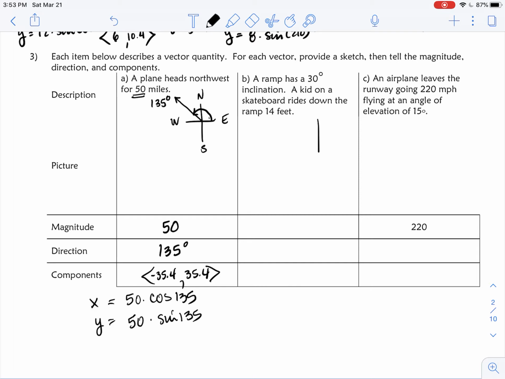All right. Probably should have read the problem first. Starting here at the tail, 30-degree incline. That is this here. And I'm going in this direction. And the skateboard ramp is 14 feet, so I know my magnitude is 14 feet. This is my rotation angle. We know that that rotation angle is not 30 degrees. From the tail to the tip, this rotation angle is greater than 180.